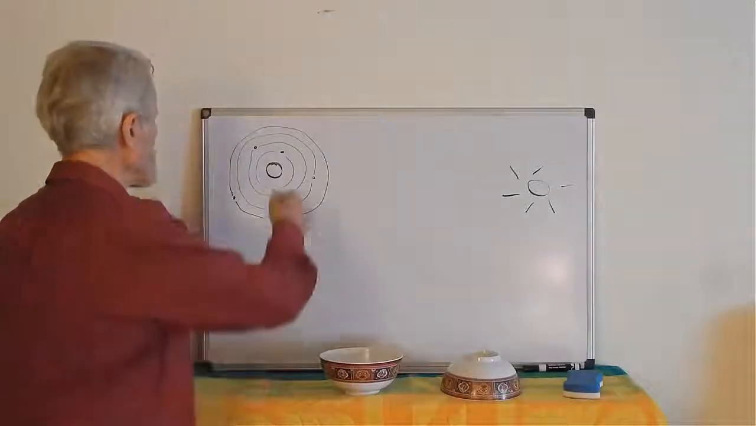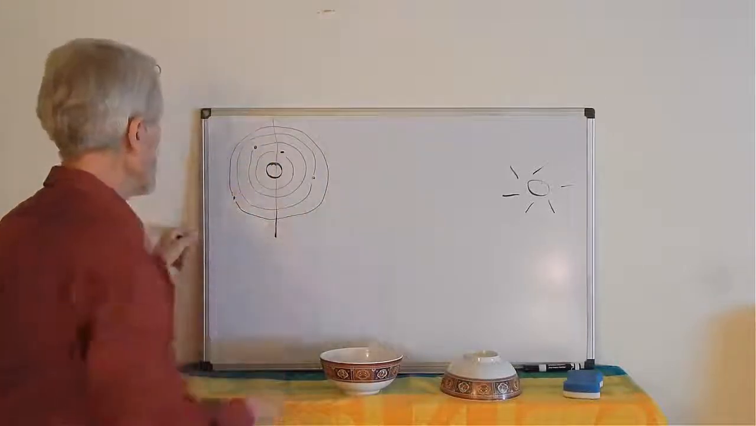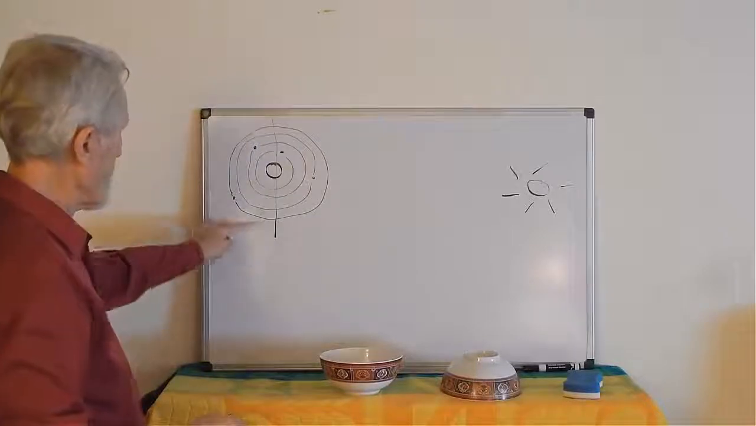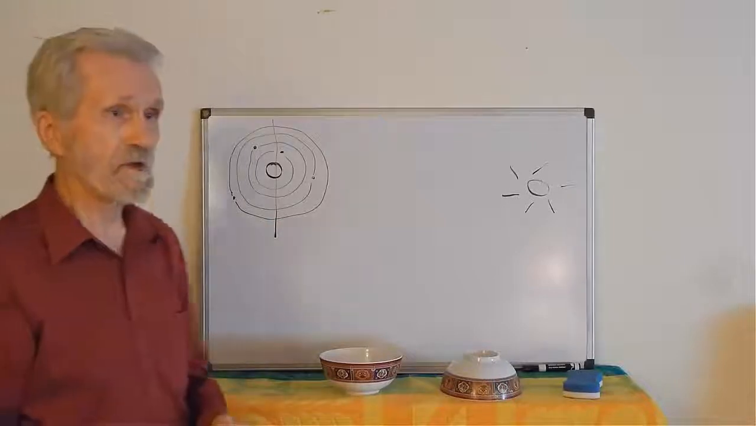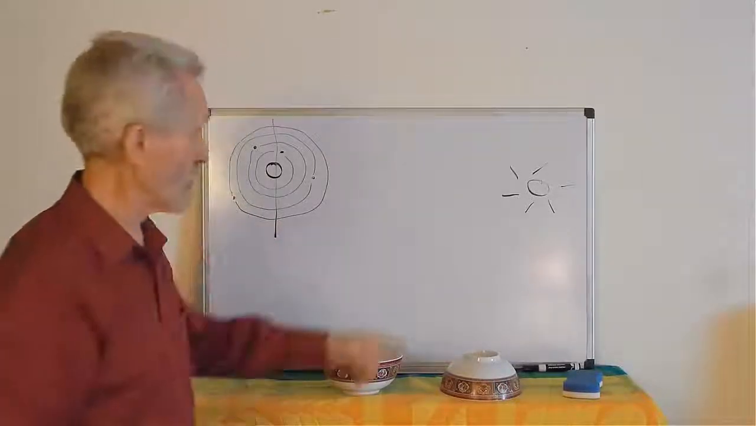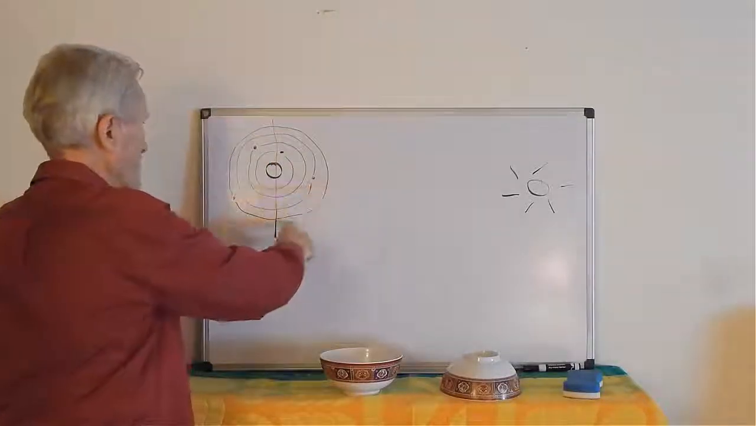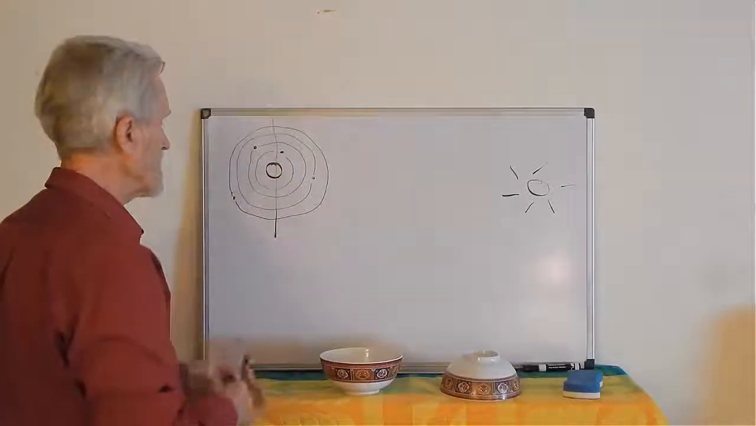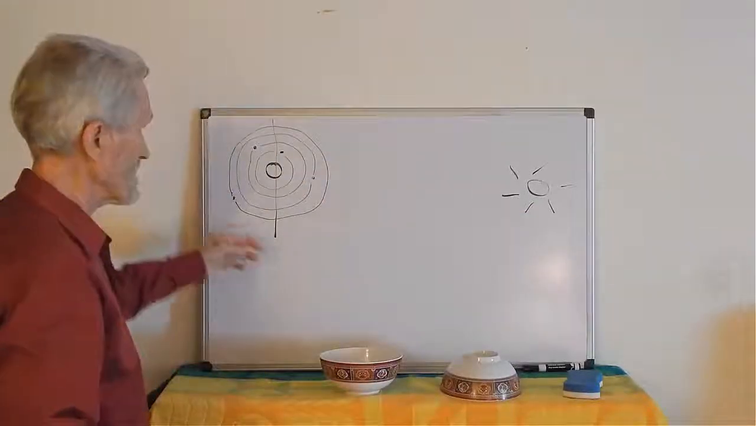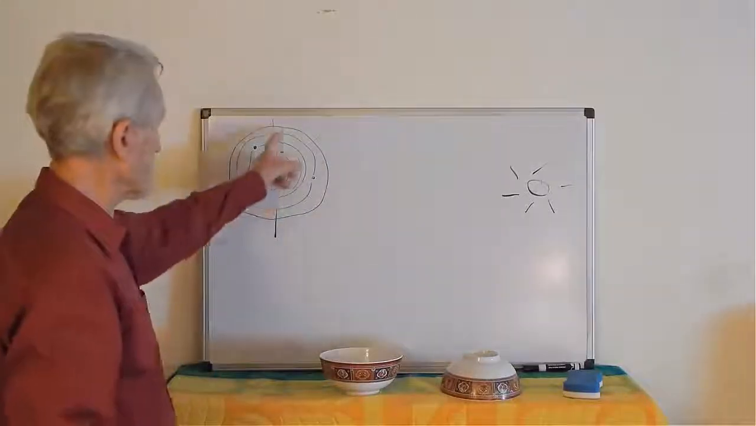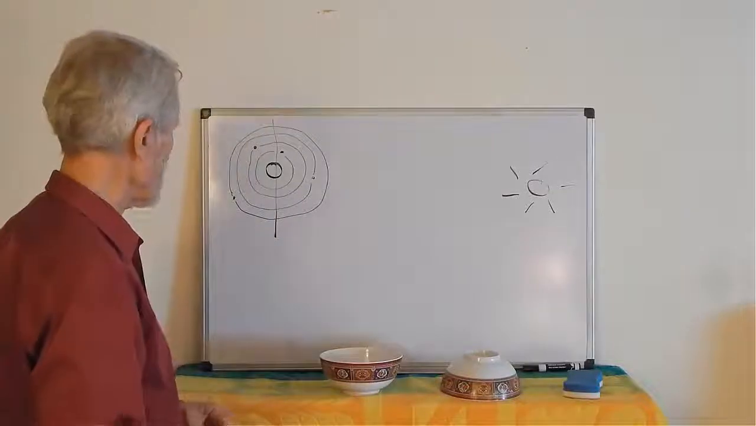Well, if you look at this diagram here, what I want you to understand is that this part of the orbital path of each one of these satellites is concave towards the sun. This part of the orbital path of these satellites is convex towards the sun. The concave part is hollow towards the sun. The convex part is bulging out towards the sun.